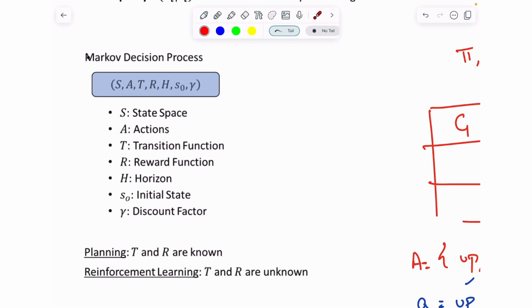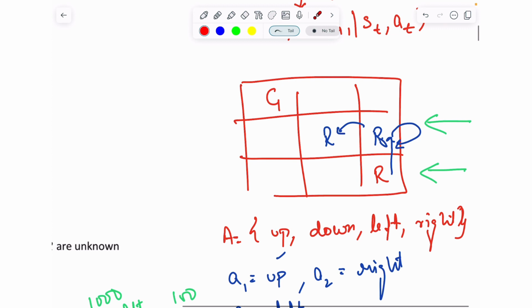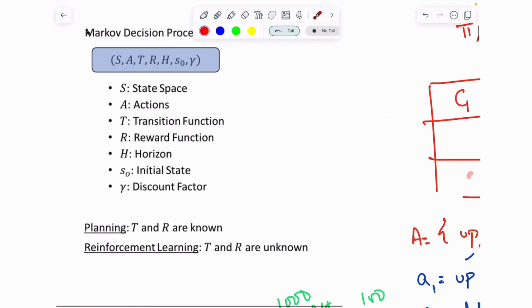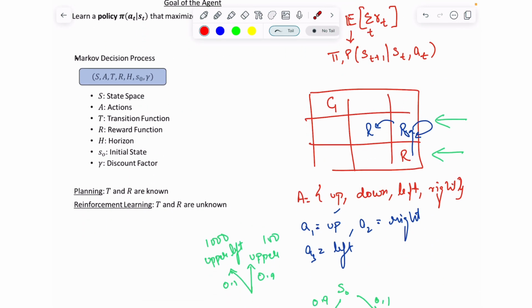So S is the set of all possible states. For example, in this case, a robot being on a particular cell is a particular state. So in this case, there can be a total of 9 unique states, because a robot can be in any of these 9 cells that we have, right? The actions is a set of actions that the robot can take. This is the set of all actions. That means there are 4 actions in our case.